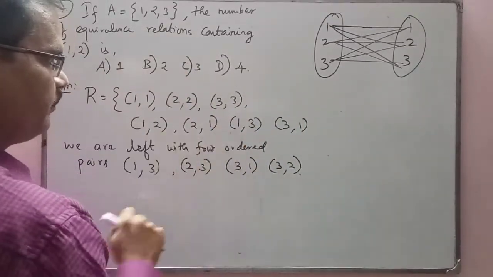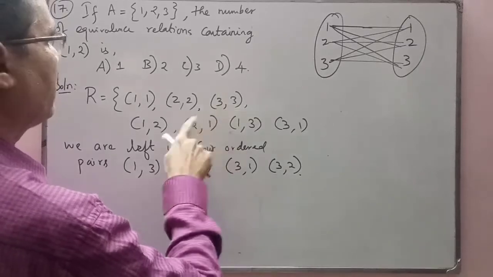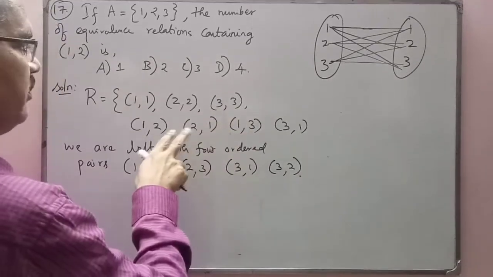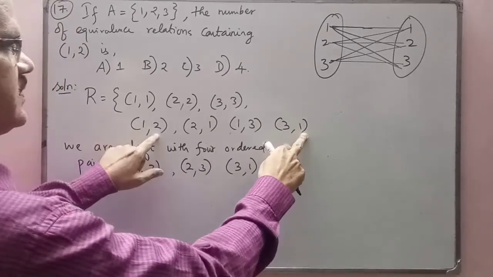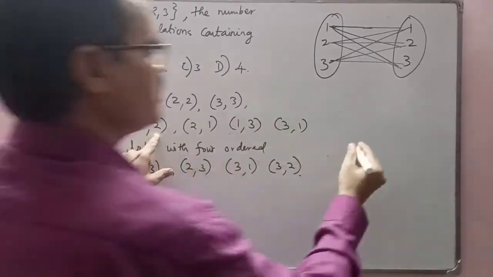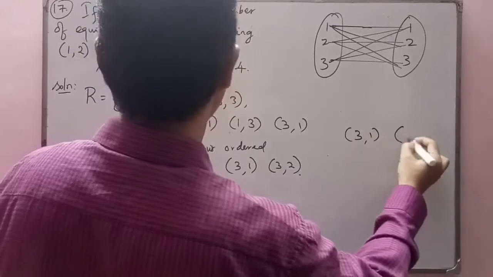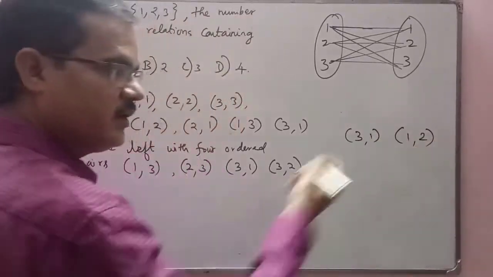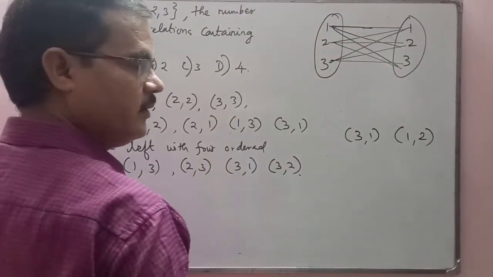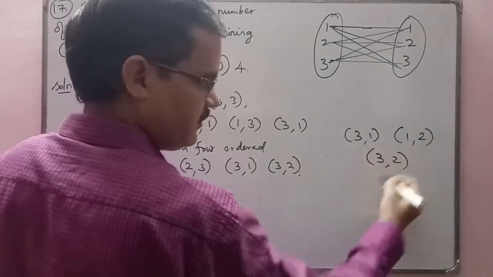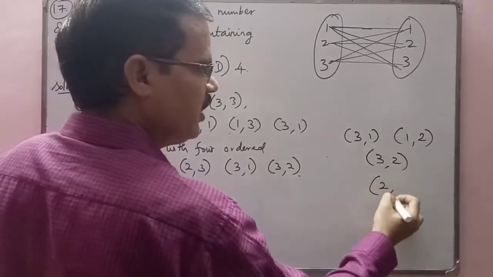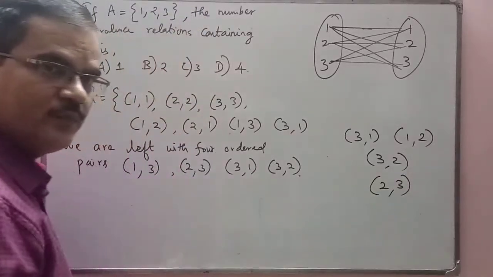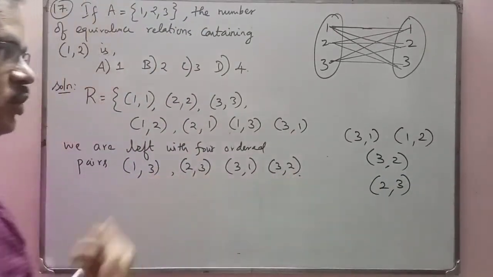Now we will try. Which pair is not matching? We will see. 3, 1 is there. 1, 2 is there. See, 3, 1, 1, 2. So I will take that alone. 3, 1 is there. 1, 2 is there. So to make it transitive, what must be there? Yes, 3, 2 should be there. If 3, 2 is there, automatically to make it symmetric, you will write 2, 3. Correct? So you have included 3, 2 and 2, 3.